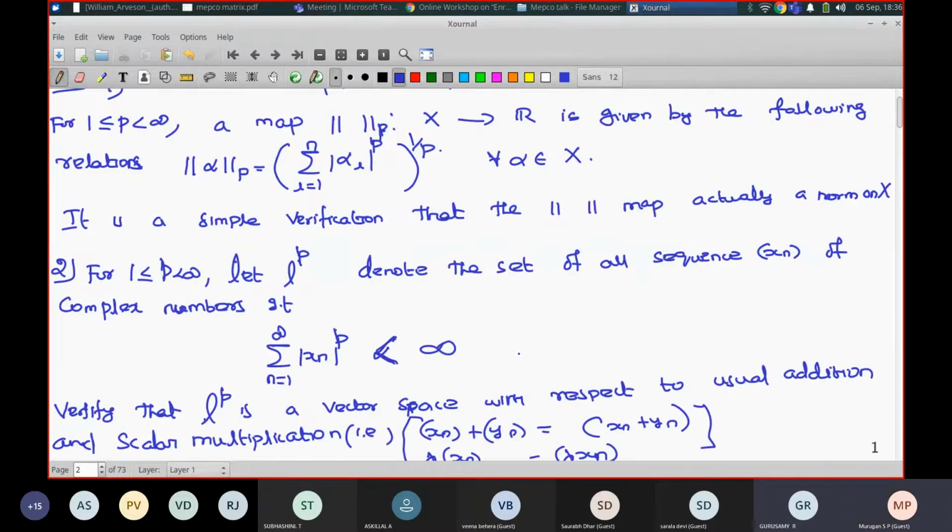Some more examples. Is there any problem? Hello? No issue.